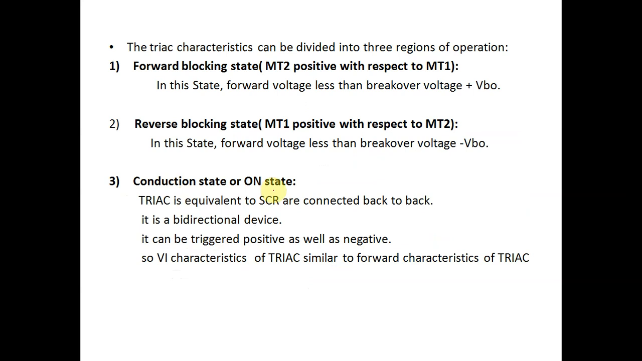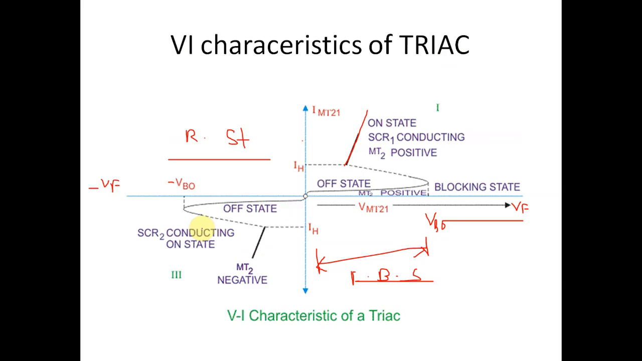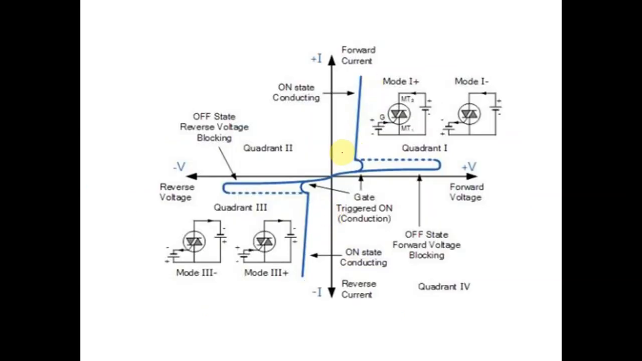And the conduction state, the on state. This one is the conduction state of SCR. This state is called the conduction state of SCR. We draw this diagram, the VI characteristics of triac. Draw this diagram in your notebook.